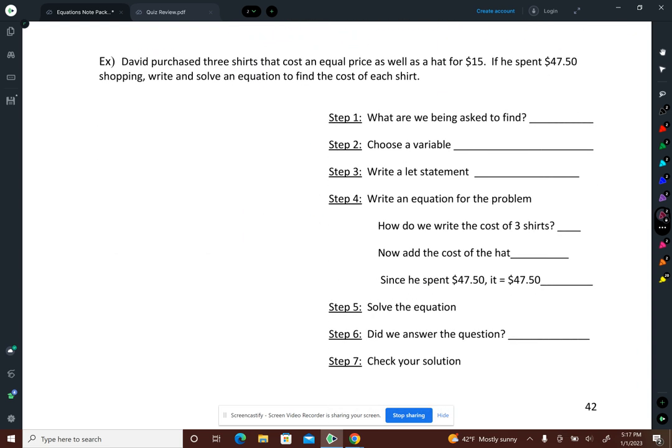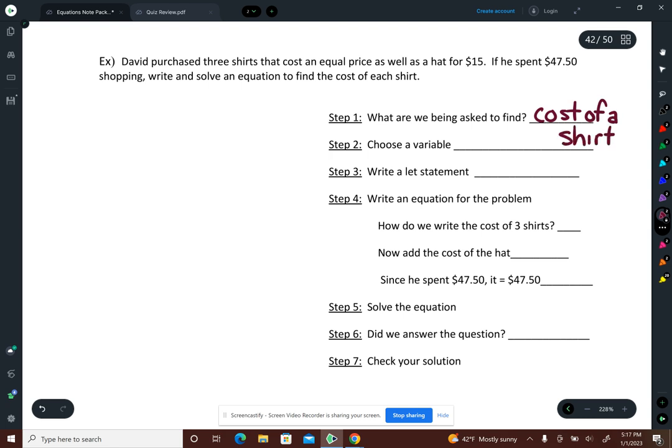Okay, so let's look at our next one here. So it says David purchased 3 shirts that cost an equal price, as well as a hat for $15. If he spent $47.50 shopping, write and solve an equation to find the cost of each shirt. So what am I being asked to find? I'm being asked to find the cost of a shirt. Okay, so I'm going to write my let statement. So I'm going to do S for shirt. Let S equal cost of a shirt.